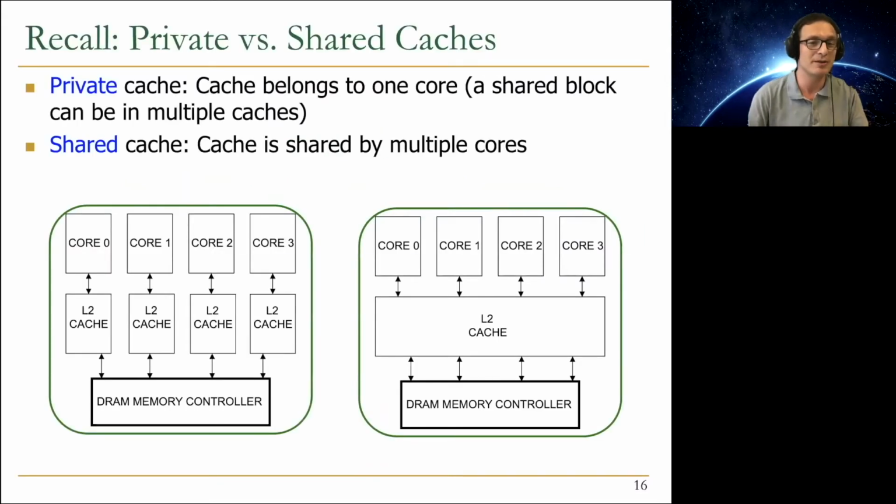Just to jog your memory, we talked about one particular aspect of the design space in a multi-core system, private versus shared caches. And we discussed the advantages and disadvantages of this. I'm not going to go over this again, but a private cache belongs to one core, a shared cache is shared by multiple cores. And clearly there are advantages and disadvantages to this that we discussed in the last lecture. And I would recommend looking at the last lecture if you forgot or if you have not attended.